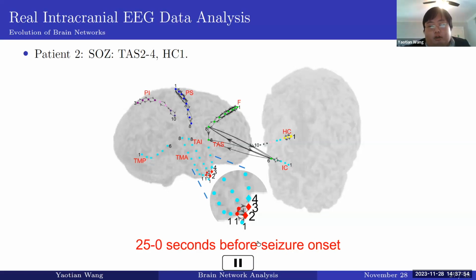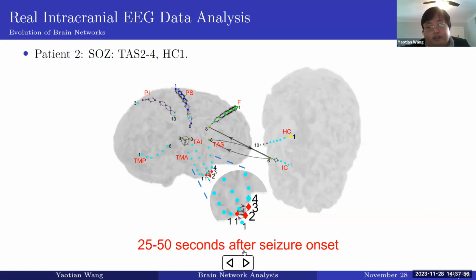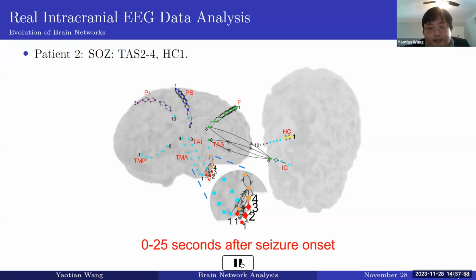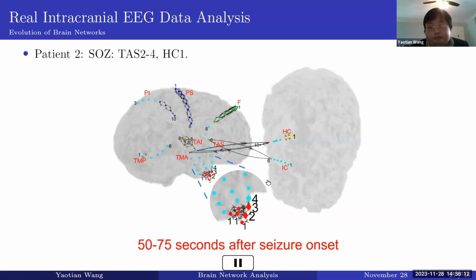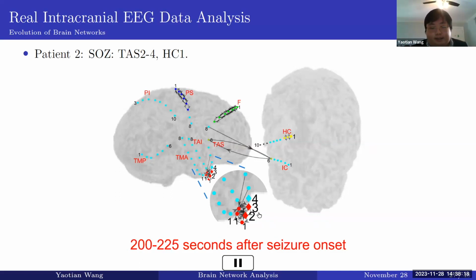However, right after the seizure onset, the seizure onset zone module size increases, and we can observe dramatic increases in the connections of the seizure onset zone module. And towards the end of the seizure, the brain networks return to a state similar to the brain network before the seizure onset.